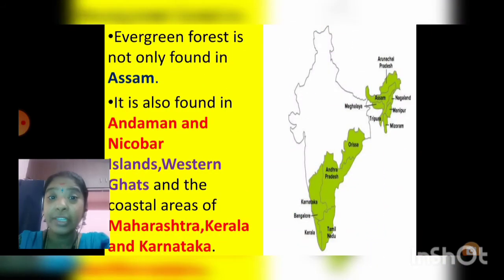The evergreen forest is not only found in Assam, it is also found in Andaman and Nicobar. The green parts denote that it is very greenish, fully green throughout the year. So you can see where the evergreen forests are located. The location of the evergreen forest.